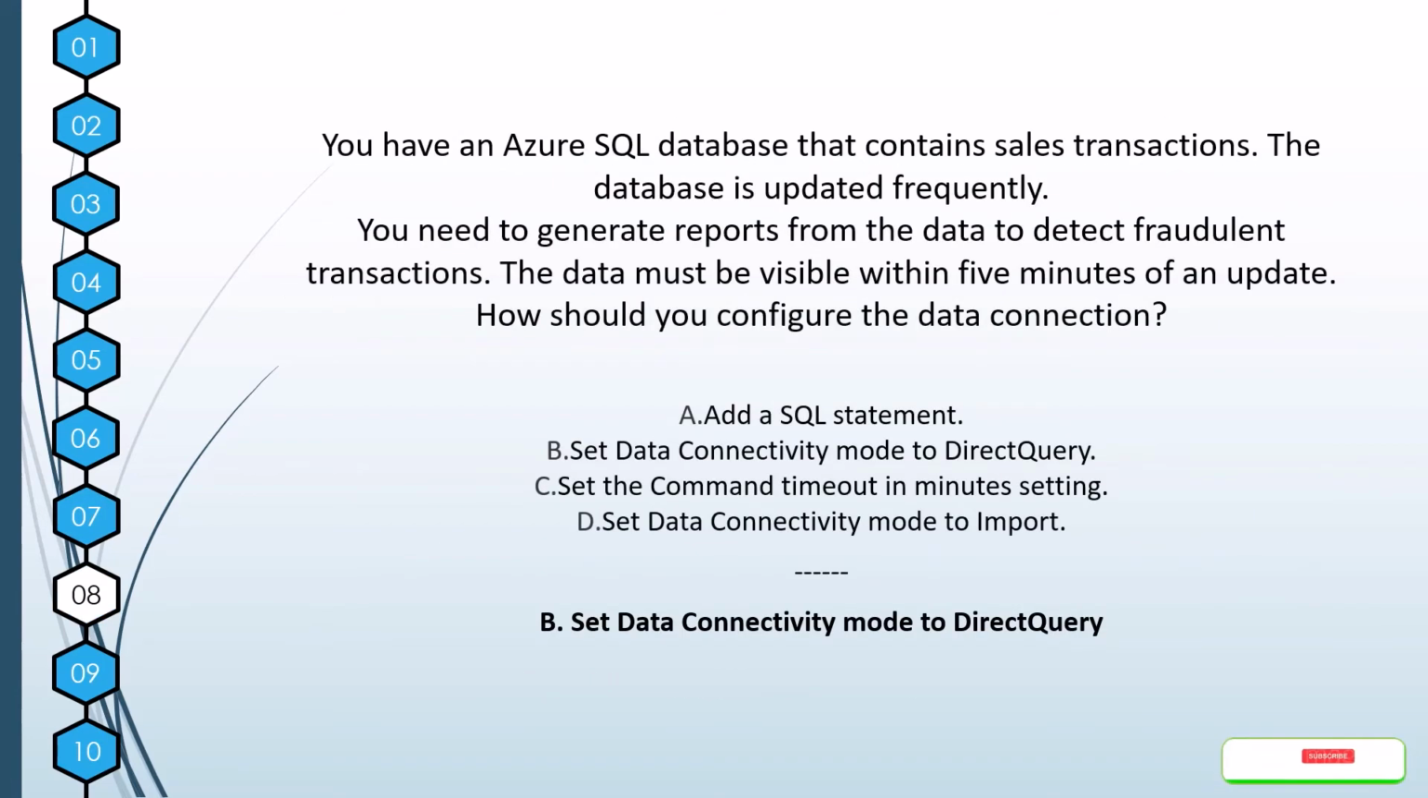You have an Azure SQL database that contains sales transactions. The database is updated frequently. You need to generate reports from the data to detect fraudulent transactions. The data must be visible within 5 minutes of an update. How should you configure the data connection?